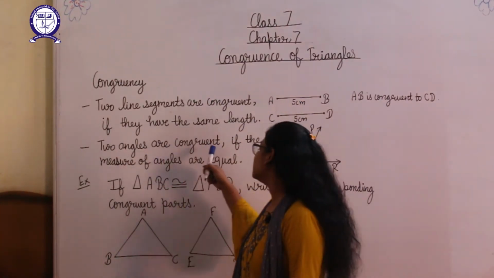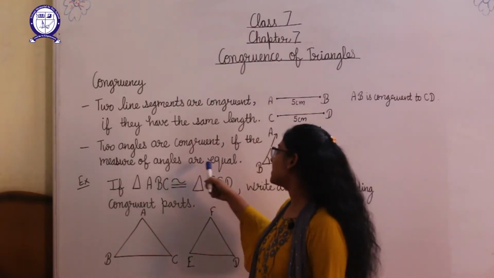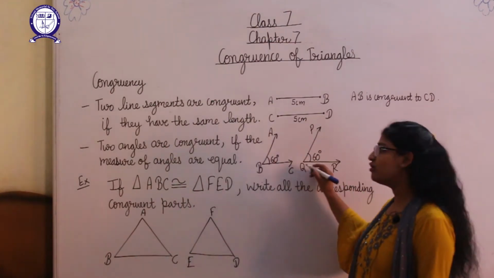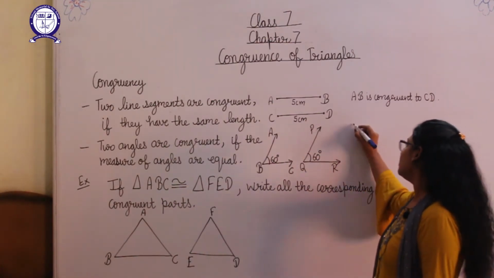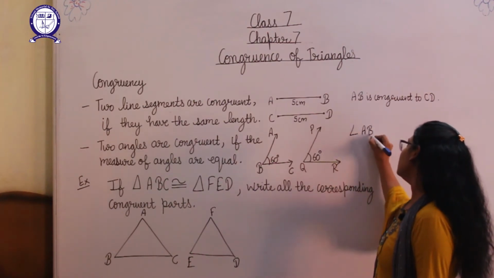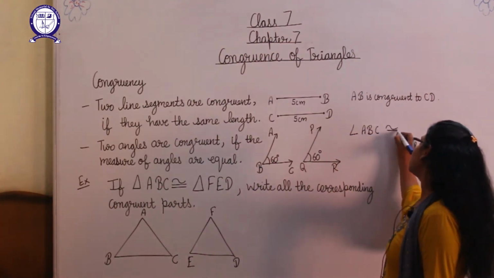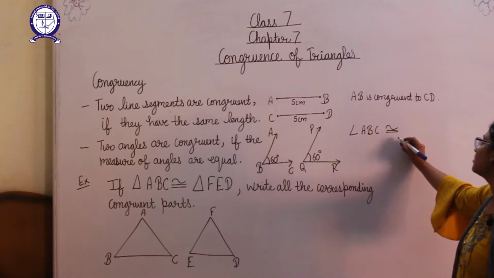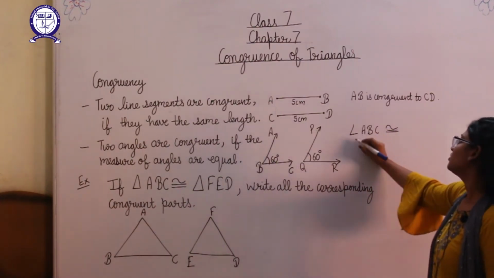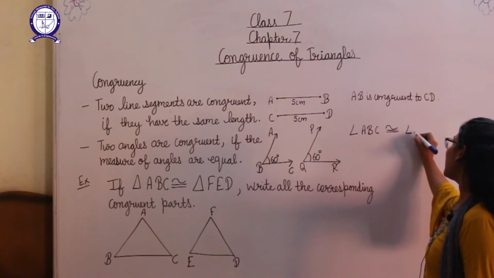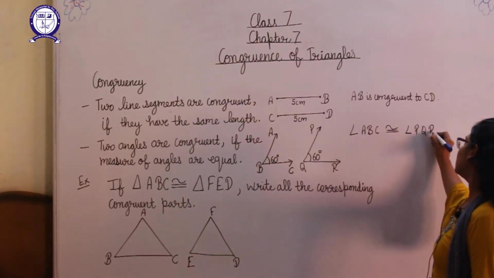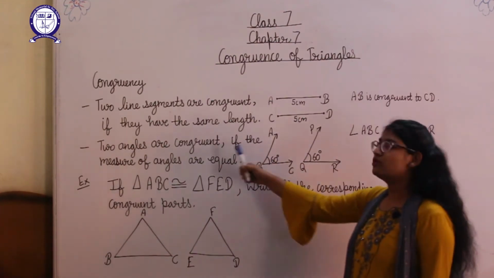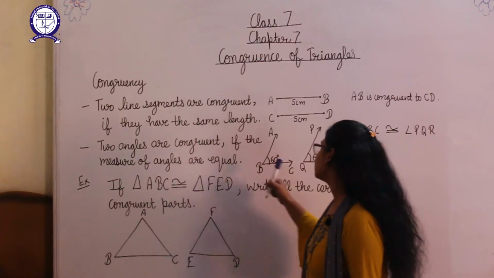Similarly, two angles are congruent if the measures of the angles are equal. Here ABC is an angle and PQR is an angle, and both are 60 degrees. So here we can say angle ABC is congruent to angle PQR. Students, this is the sign of congruency: an equals to sign with a curved line on top, like this. Why are they congruent? Because both angles are 60 degrees. So two angles are congruent if the measures of the angles are equal.